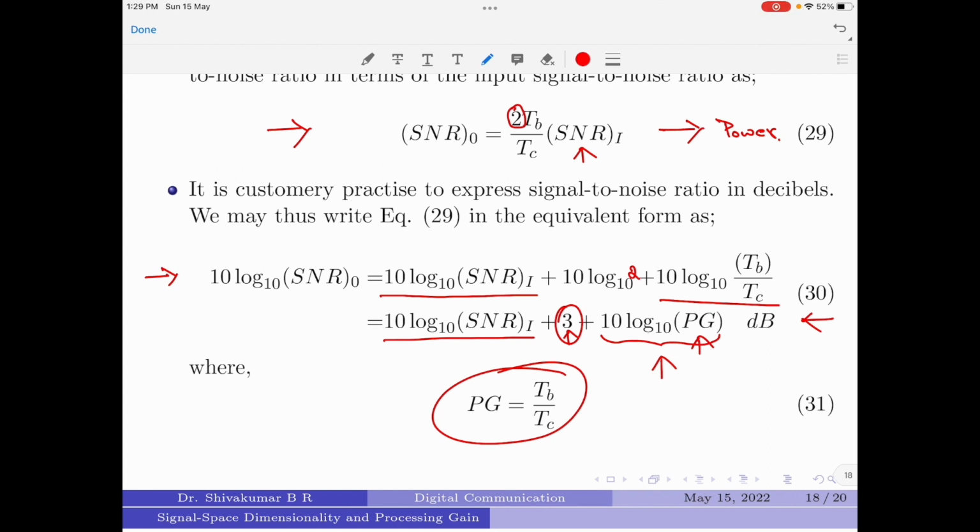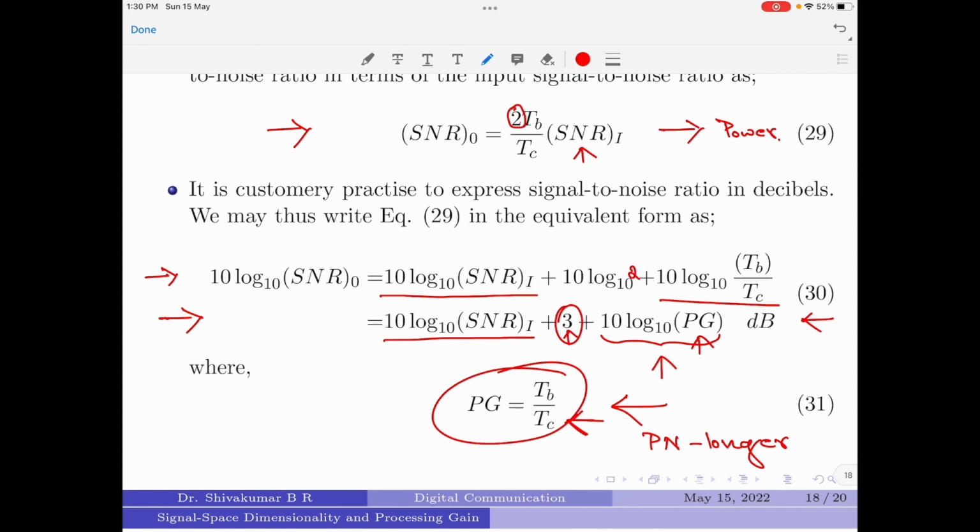Coming to the processing gain, which is the ratio of the bit duration to the chip duration, we will note that if I want to increase the signal to noise ratio of the DS-BPSK system, then I have to either make the PN sequence longer because TB by TC is nothing but N, or I have to make the chip duration, which is TC, smaller. By performing any of these two operations, we will create a higher value of signal to noise ratio for the DS-BPSK system. Right. That is about the analysis of signal space dimensionality and finding an expression for the processing gain of a DS-BPSK system.